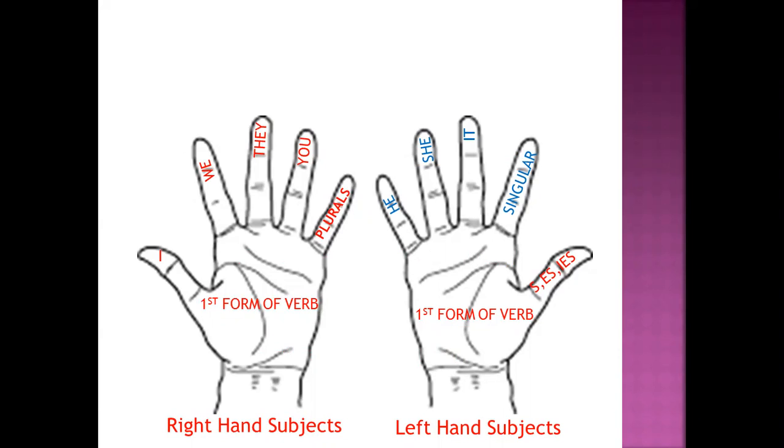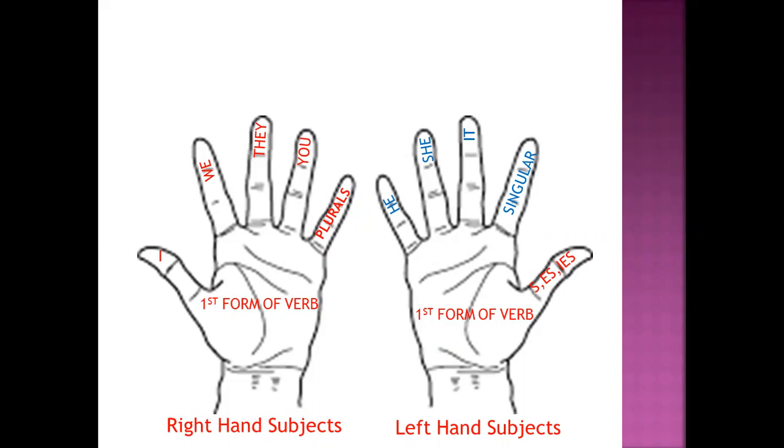So in order to make it easier, I have divided the subjects or the pronouns that can be used as subjects into different types. One side is called the right-hand subjects, while the other side is the left-hand subjects. On the right hand, we have I, we, they, you, and plurals on the fingers of the right hand, along with the first form of the verb. And on the left hand, we have he, she, it, singular. But one finger, the thumb of your left hand, is left empty.